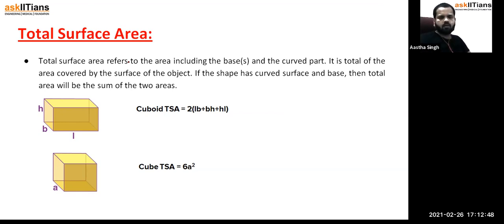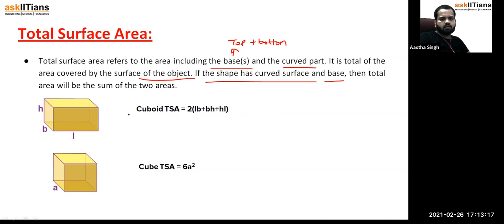Guys, total surface area refers to the area including the base and the curved part. It is the total area covered by the surface of the object. If the shape has a curved surface and a base, then the total area will be the sum of the two areas.